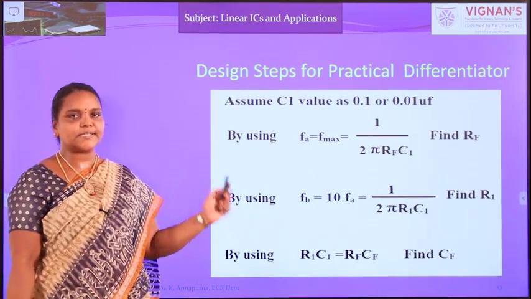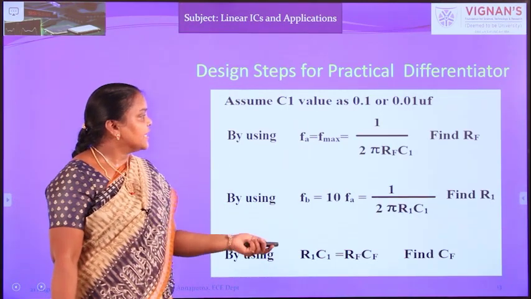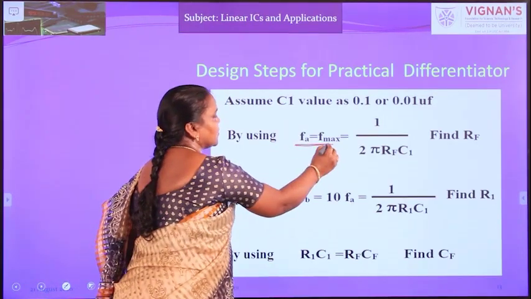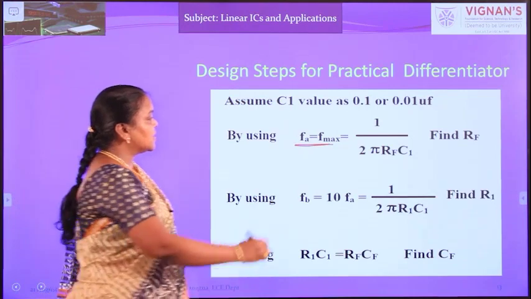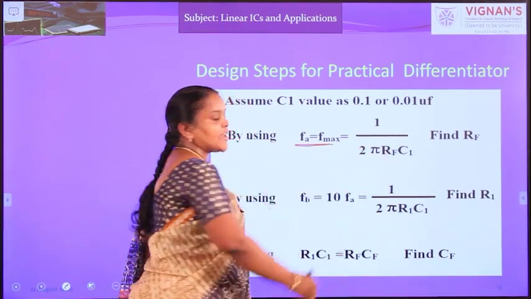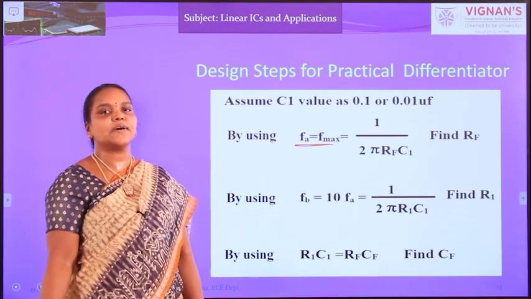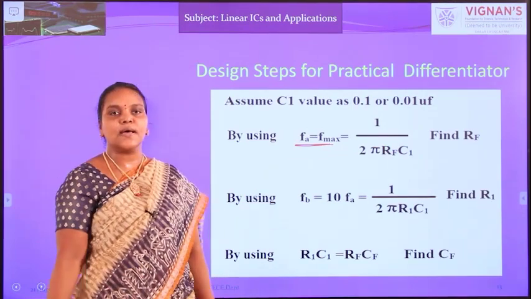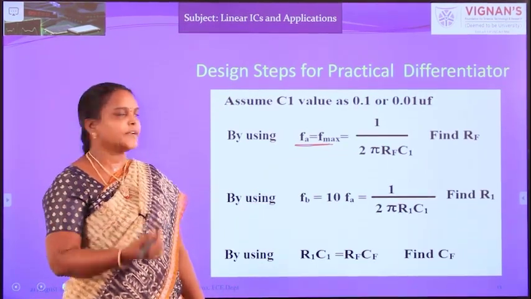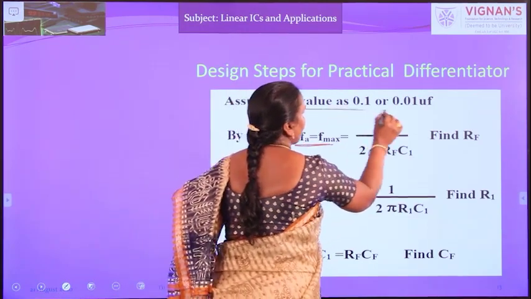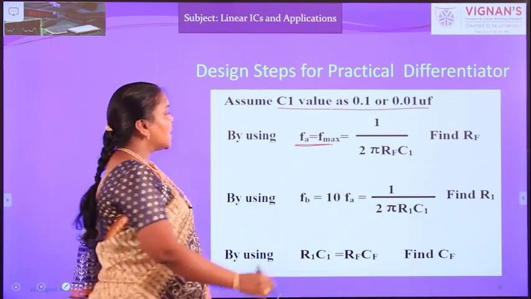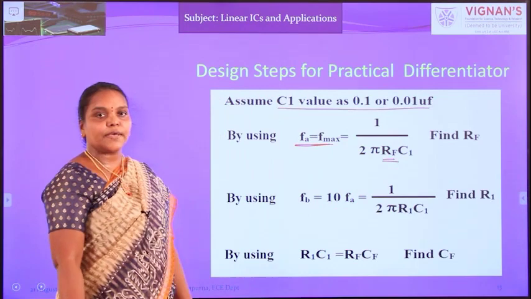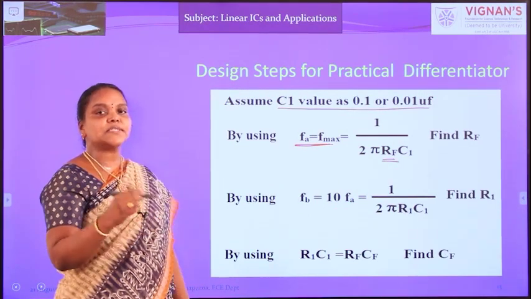So these are the design steps. Okay, they will give you the frequency, that is the maximum input frequency. You have to assume that as FA is equal to Fmax. So this is the formula, and actually here we don't know RF and C1. So we have to assume C1 as 0.1 microfarads or 0.01 microfarads. Usually we take these two values, but whatever the available capacitor values you can take. So the first step is you have to assume C1 value. Next, by using this formula, you have to find the value of RF. Okay. And next we have assumed R1C1 is equal to RFCF.